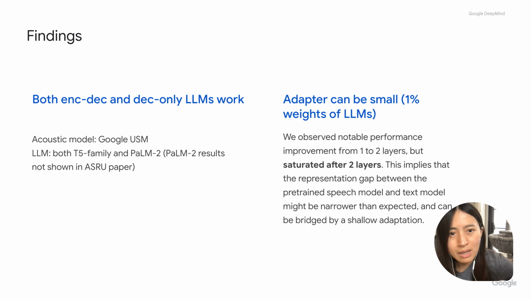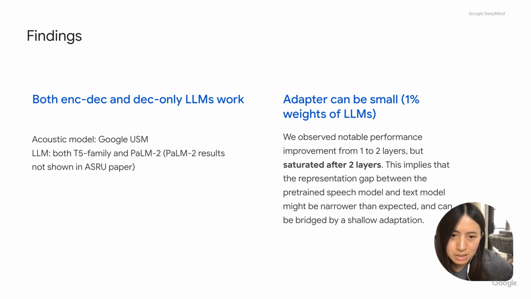So now we have some findings of the model. First one, in our paper, we show the T5 family, but our model also works well for the decoder-only LLM, for example, PaLM, which is not shown in this paper, but we have some internal result. And the second one is the adapter. So the adapter was pretty thin, as we talked about earlier.